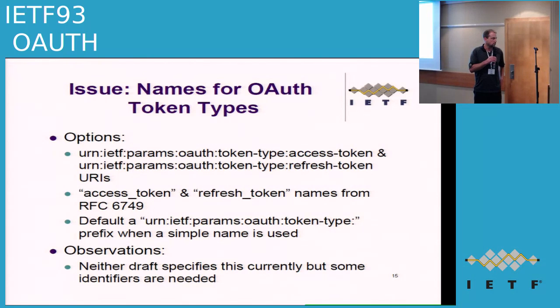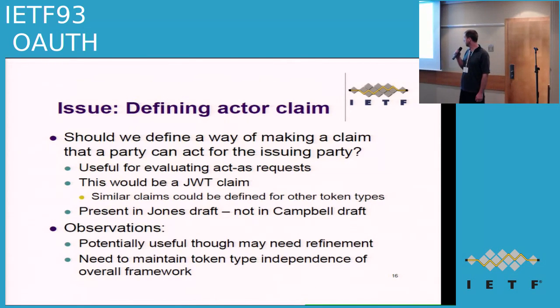Defining an actor claim. Do we need some way of making a claim that one party can, in fact, act for the other party, the issuing party? This is useful for evaluating certain kinds of delegation requests. Be something in a JWT that maybe the JWT stuff could be defined in this draft, independent of the draft. I mean, part of the draft, but in a JWT only section. And if other token types need it, we could define it. It's currently in the Jones draft, not in the Campbell draft.